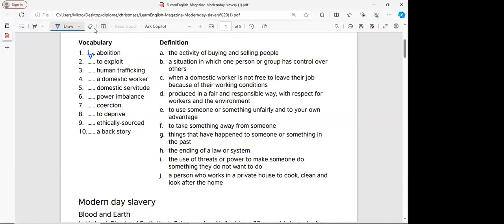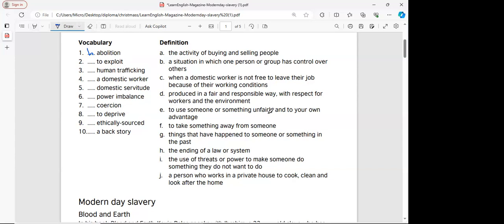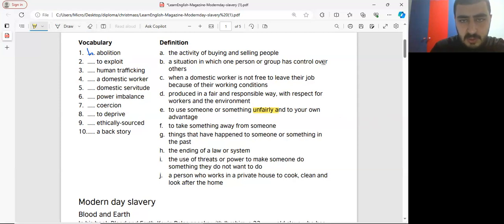Okay. Miss Zahra, if I told you exploit, which means exploitation in Arabic. Yes. Which option do you think it is? E. E, which is to use someone or something unfairly. What does unfairly mean? It means not just or not responsible. Good job. Okay.